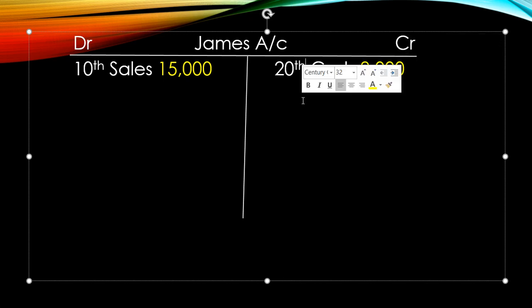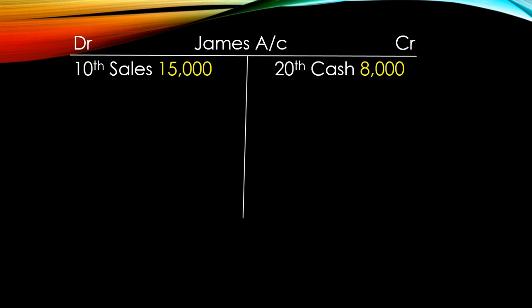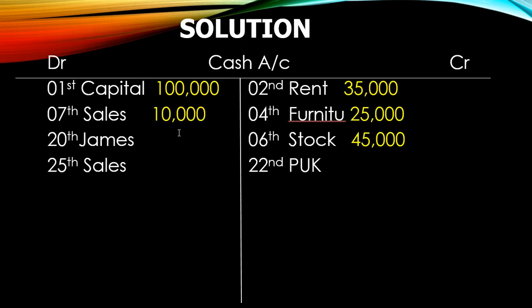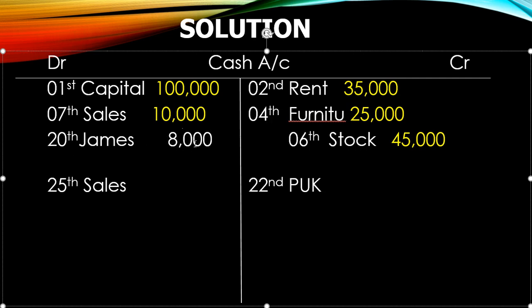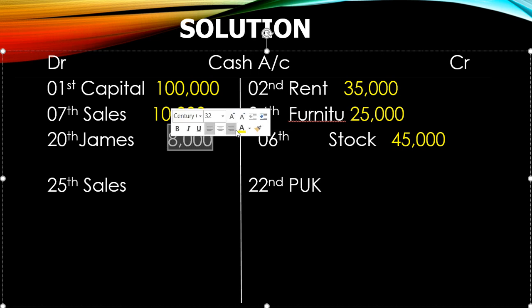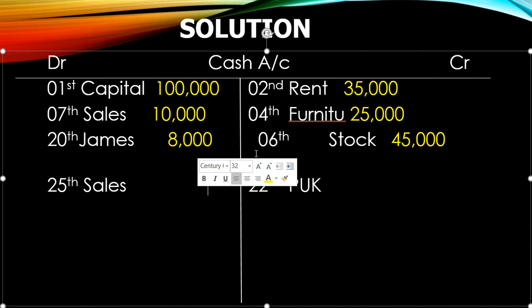Then now we need to debit cash because James paid by cash. Cash account is here, 8,000. So that transaction is also done. That transaction is worked out.